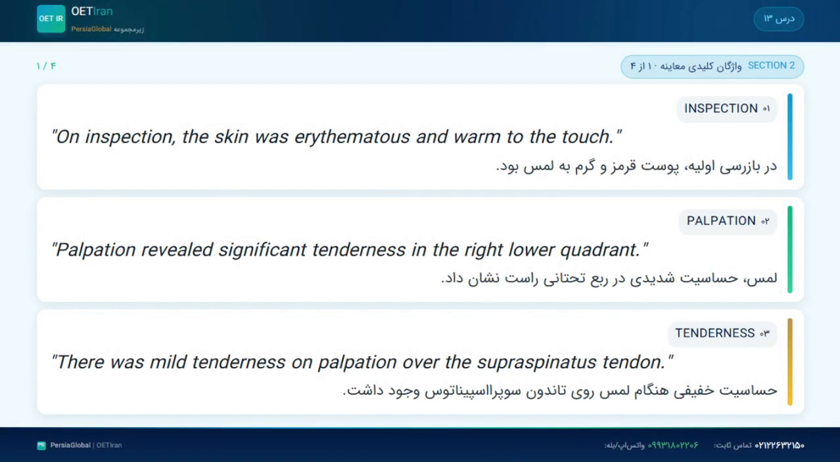Palpation. What does it mean? It means examining the body by touch. In the OET context, it is used to describe tenderness, masses, or organ size. For example, palpation revealed significant tenderness in the right lower quadrant.